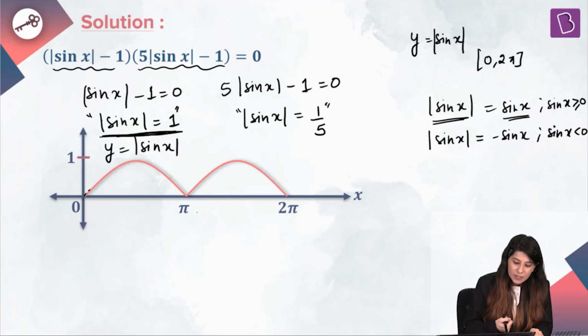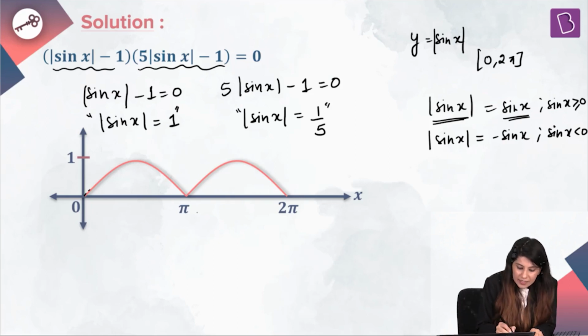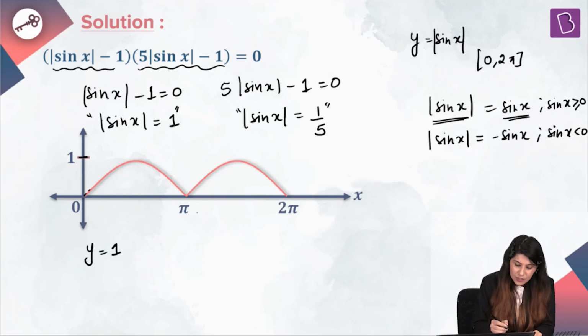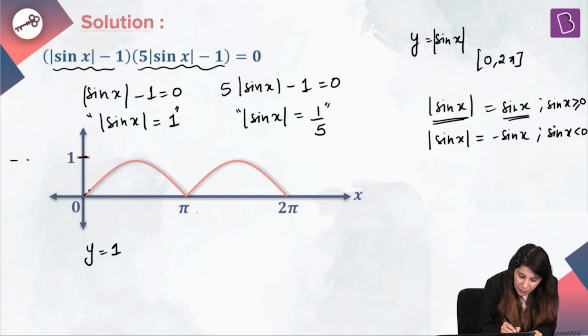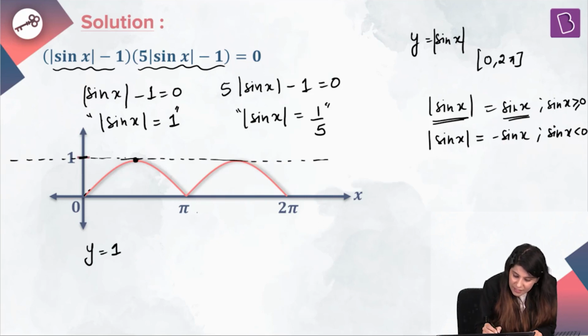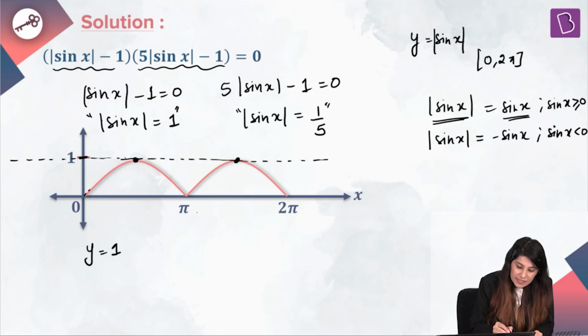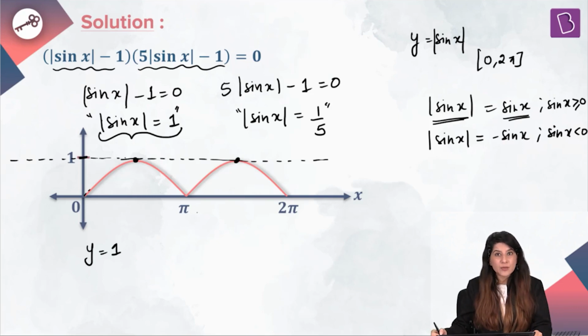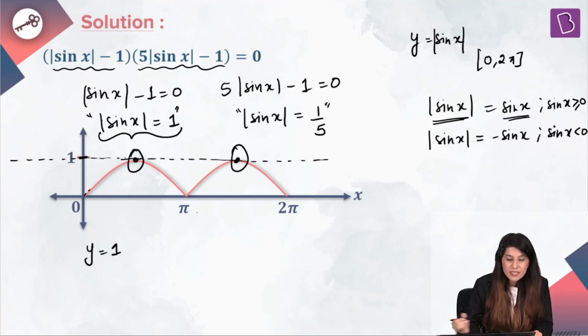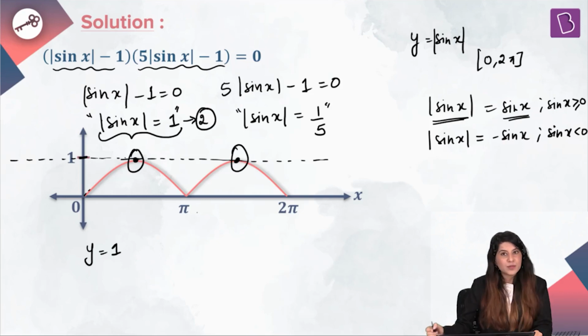For that, we need to draw a line at 1, that means the line y equals 1. If we draw the line y equals 1, I get a line like this, touching this curve at exactly 2 points. That means the solution of modulus sin x equals 1 will have exactly 2 solutions. So this equation will have 2 solutions.